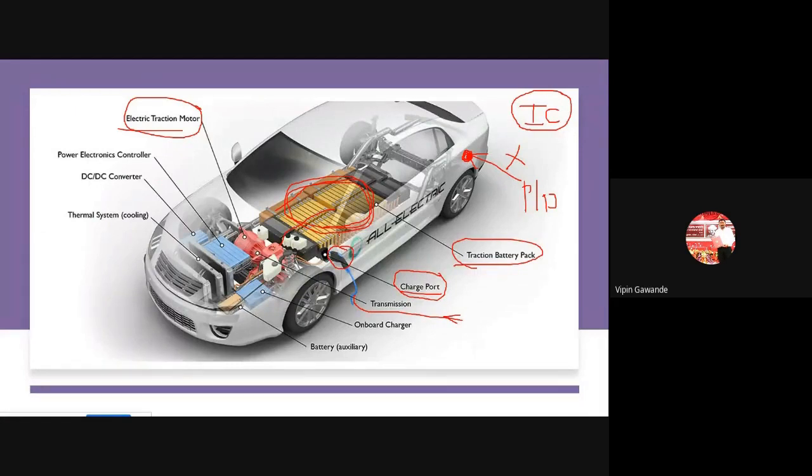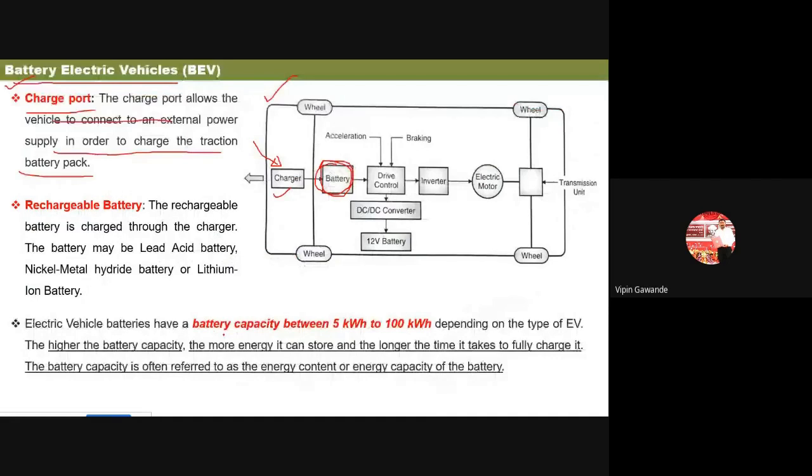Now the capacity of this battery may be between 5 kilowatt hour to 100 kilowatt hour, similar to the storage of the tank. In a conventional vehicle, we store petrol or diesel in terms of liters. While in electric vehicles, we have to store the electrical energy, and that electrical energy will be stored in terms of kilowatt hour. Now we know that if the storage of the petrol is higher, that means it will run for a longer distance.